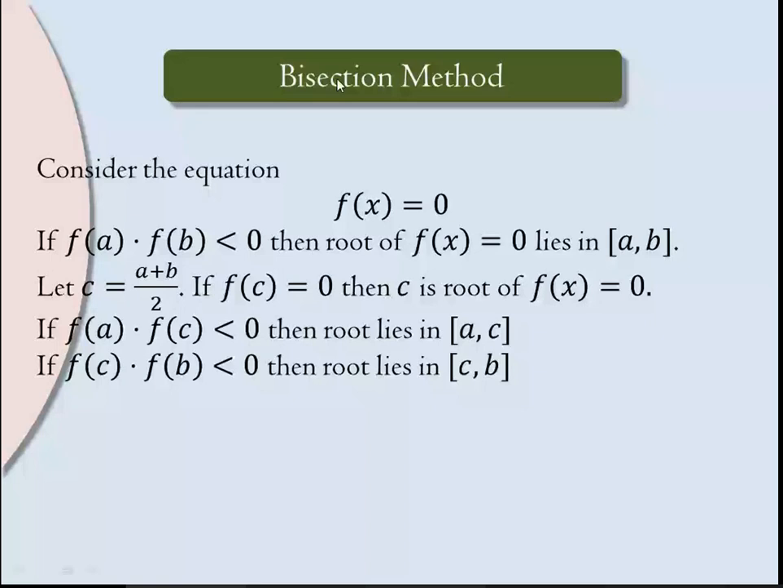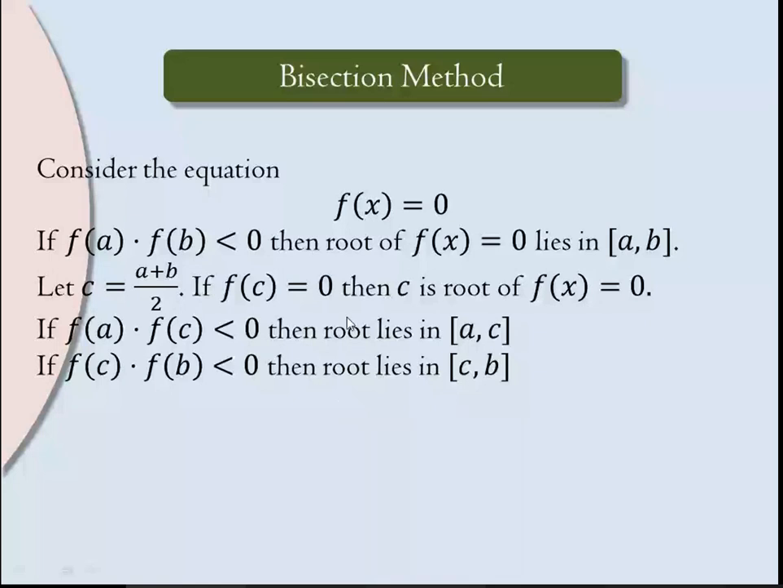We are taking 2 sections of that interval. Because of that, this method is called the bisection method. Every time we get a new interval and go on reducing the length of the interval. So after a finite number of steps, we can get the required root.